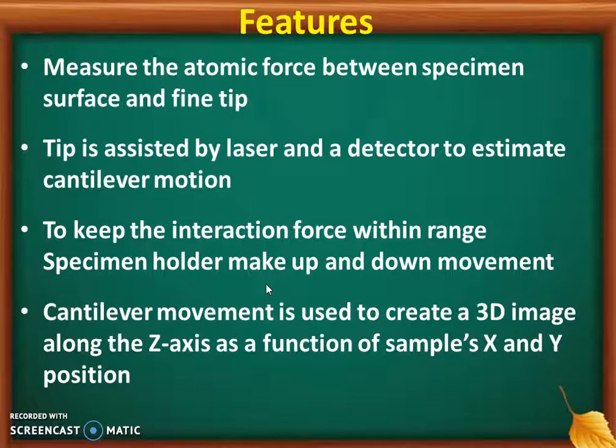So, these are some features of AFM. It measures the atomic force between a specimen surface and a fine tip. The tip is assisted by a laser and a detector to estimate cantilever motion. It is used to keep the interaction force within range. The specimen holder makes up and down movement under these situations. Cantilever movement is used to create a three-dimensional image along the z-axis as a function of sample x and y position.